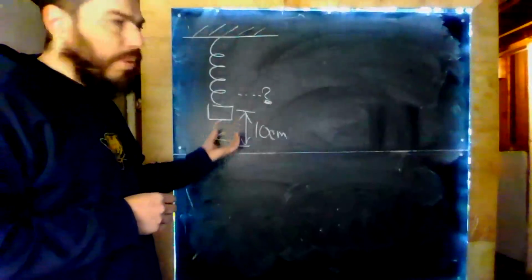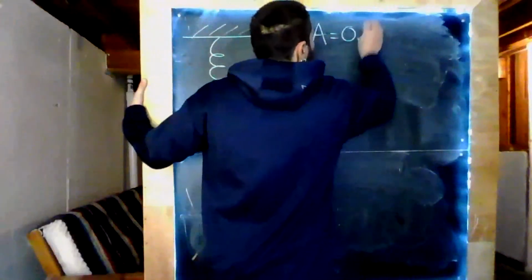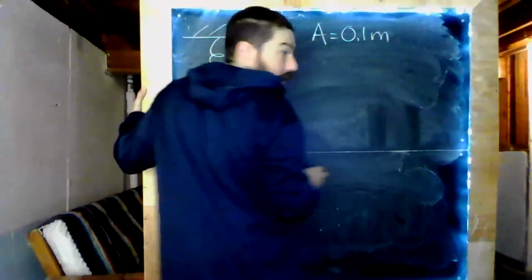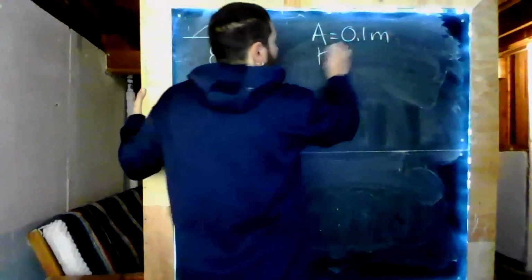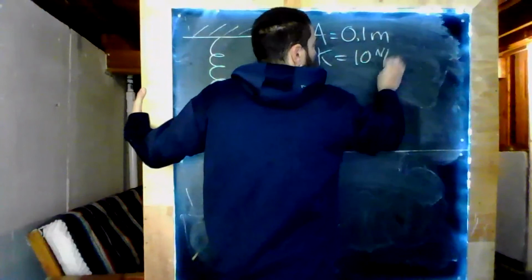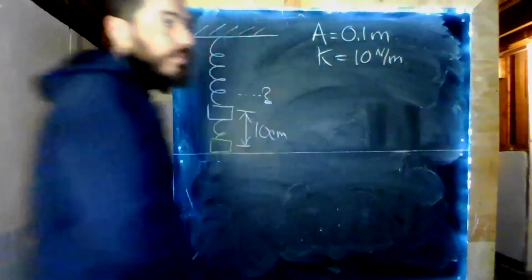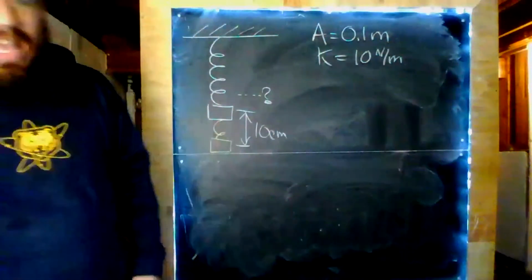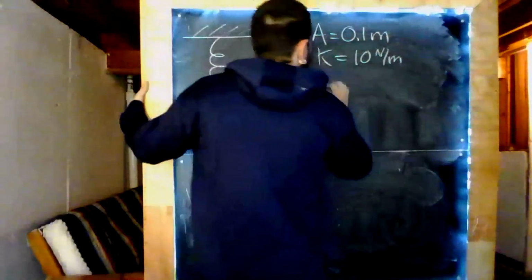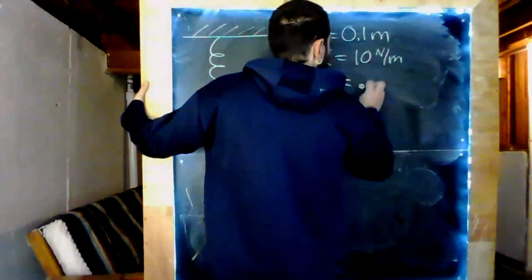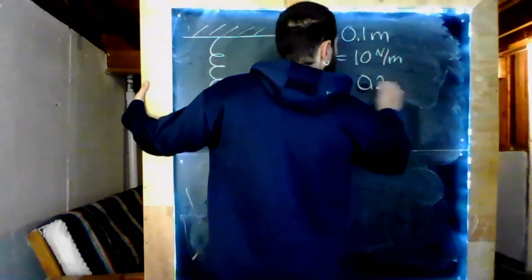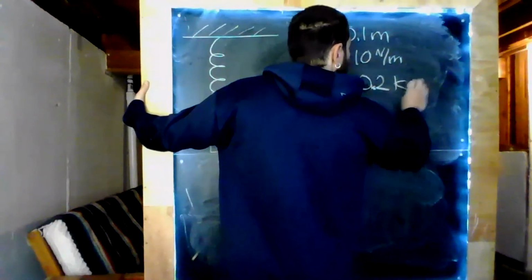What do we know here? Well, if I've pulled it down 10 centimeters and then let go, then we know that the amplitude is 0.1 meters. The problem tells us that k is 10 newtons per meter, and further, it tells us that m is 200 grams, or 0.2 kilograms.